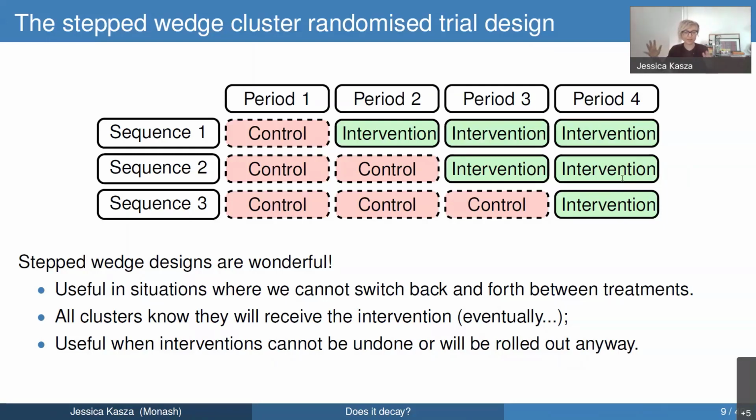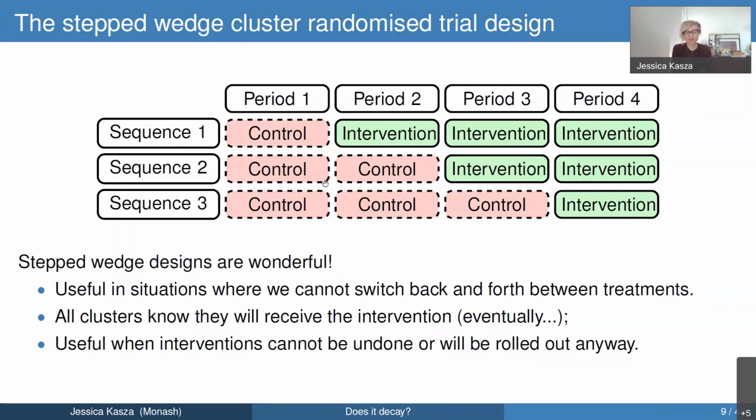So what I have here is just one example of a stepped wedge design. You could have more periods, you could have more sequences. You can have multiple clusters assigned to these sequences too. So stepped wedges are useful because all of the clusters know that they will receive the intervention eventually. That may help with recruitment, may not, but it might.